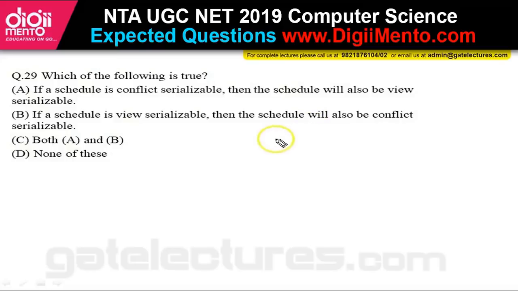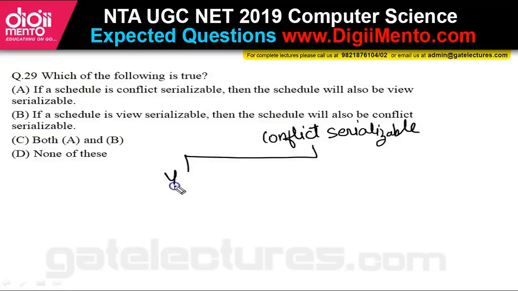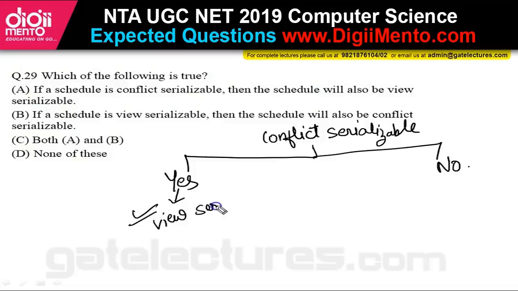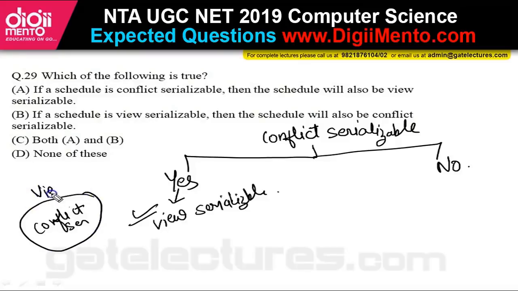Okay, so always remember, if a schedule is serializable, there are two cases: if it is conflict serializable and if it is not conflict serializable. If it is conflict serializable, then it will also be view serializable as well, without any doubt. Basically it looks like this: conflict serializable inside view serializable, and then all possible schedules.